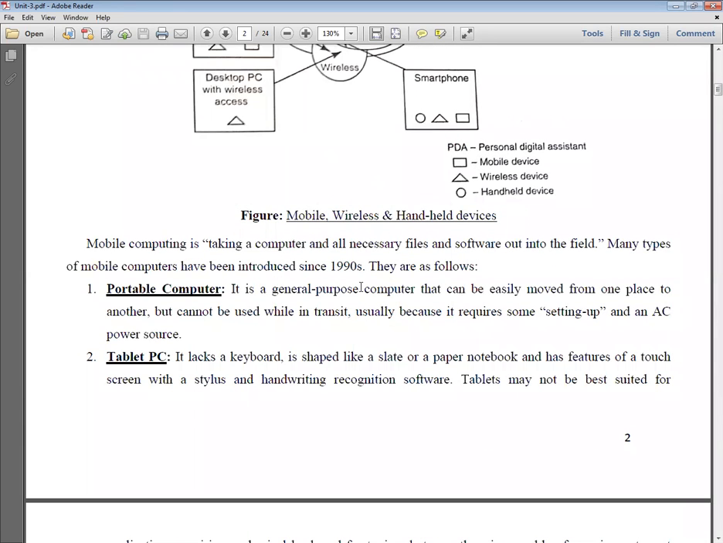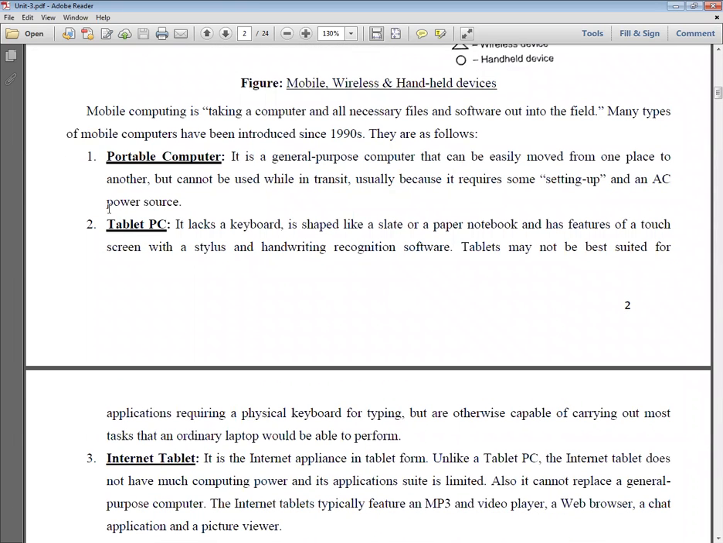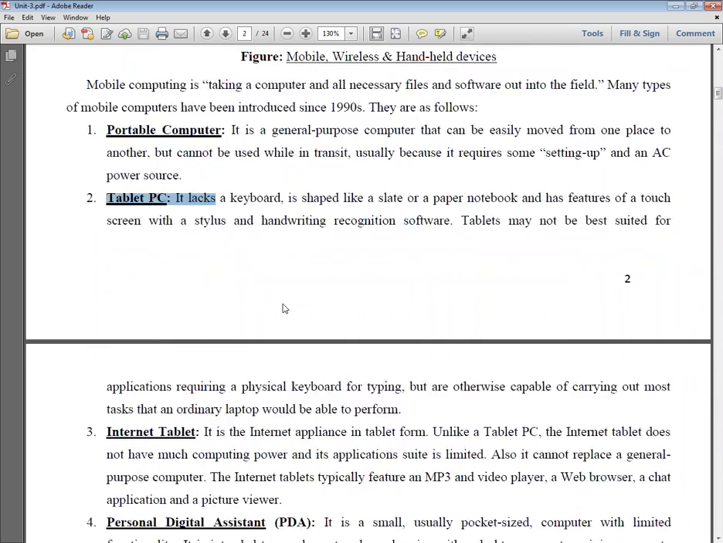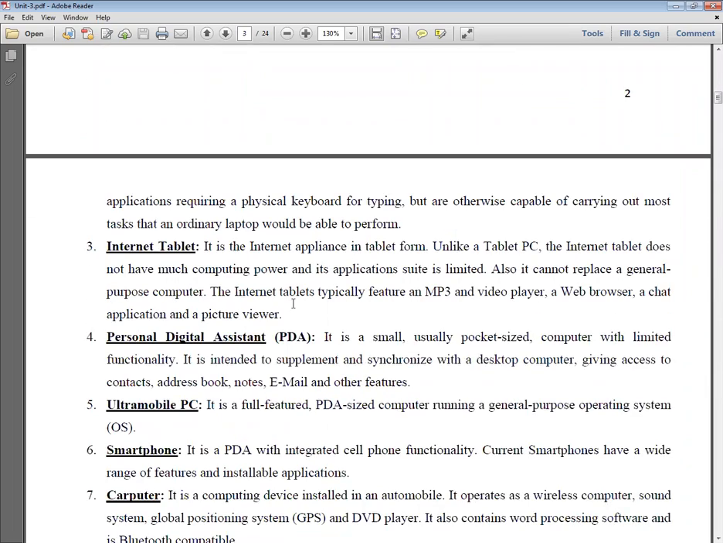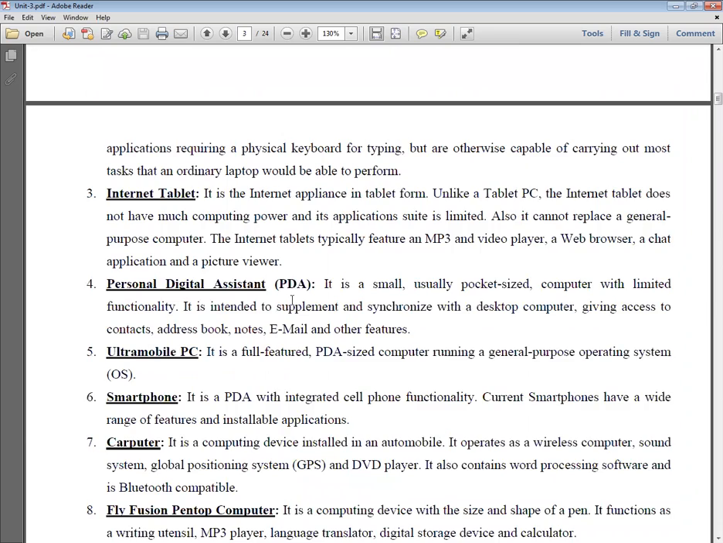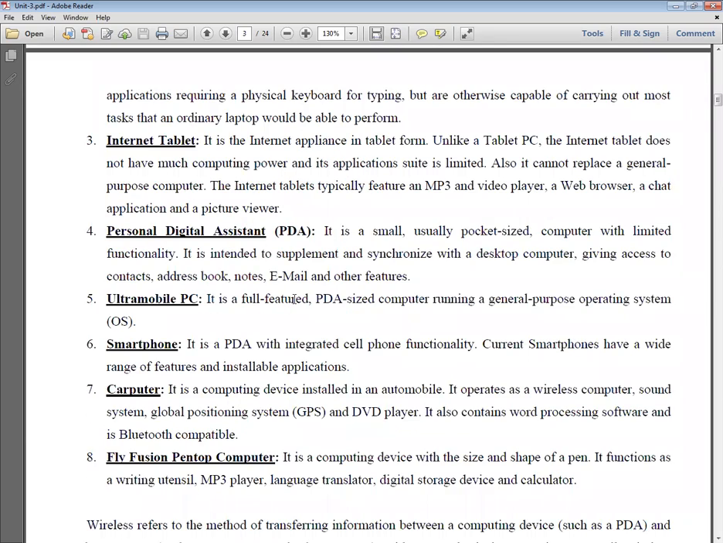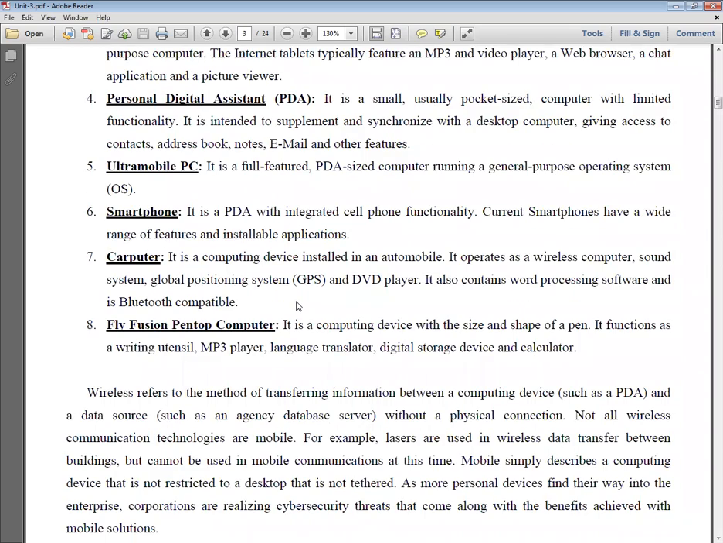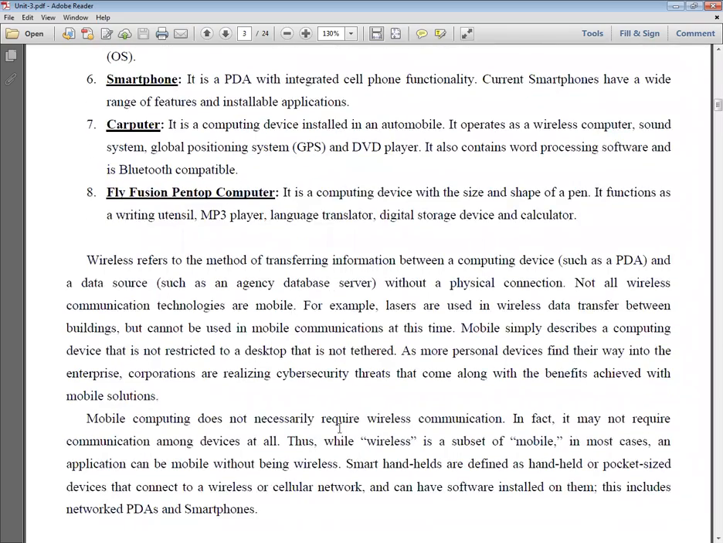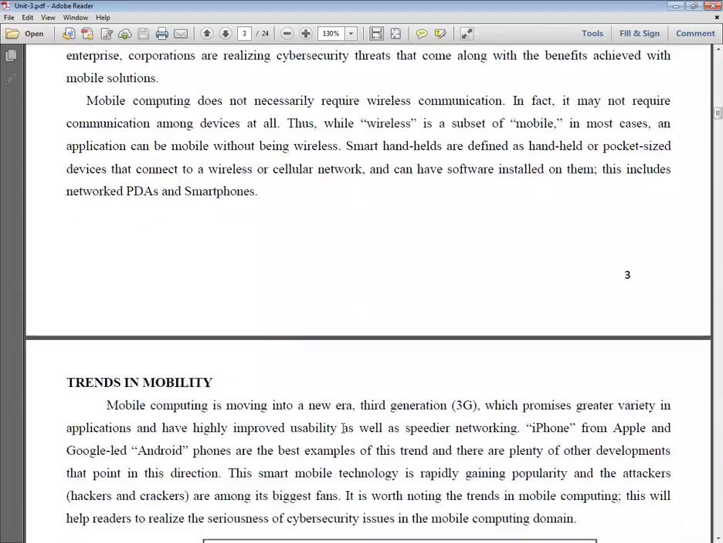So since 1990, the types of mobile phones have been introduced like this. First one is portable computer, second one tablet PC, later the concepts of internet tablet, PDA, ultra mobile PC, smartphone computer, and fly fusion pentop computer have come. Clear? So in the next class we shall discuss the concept of trends in mobility, right?